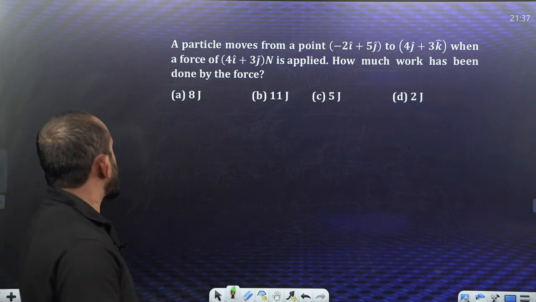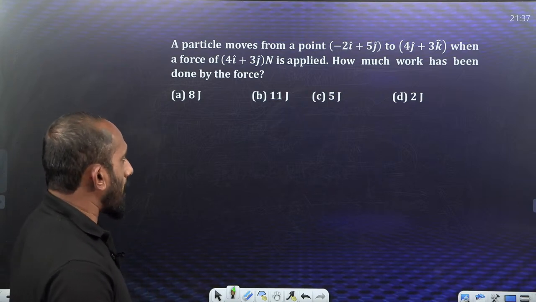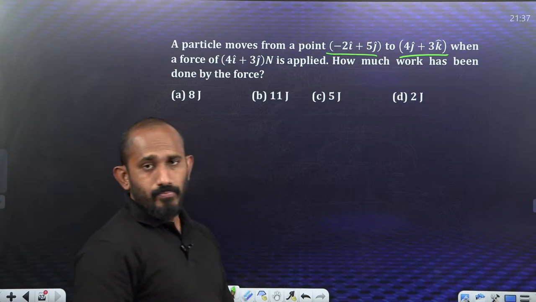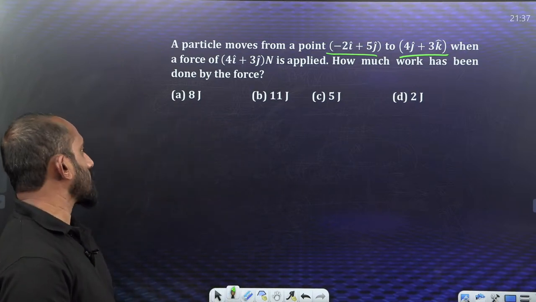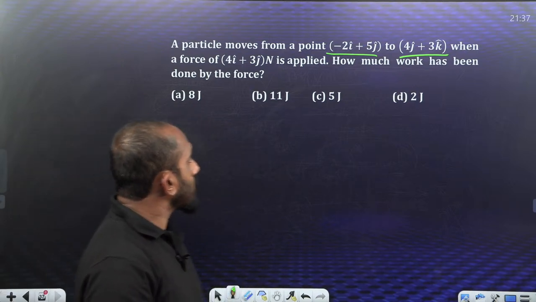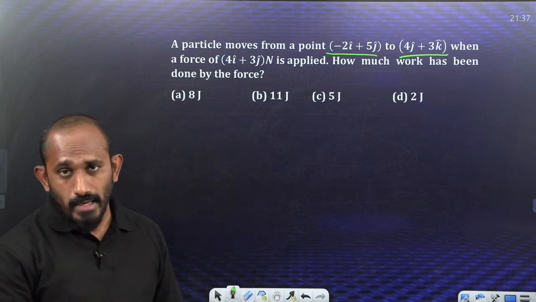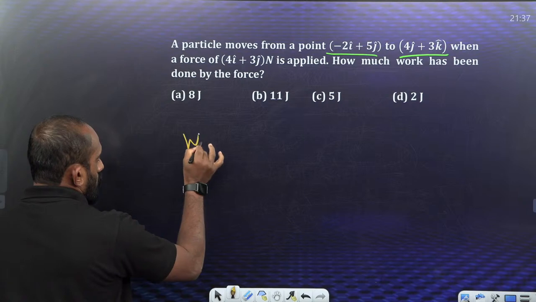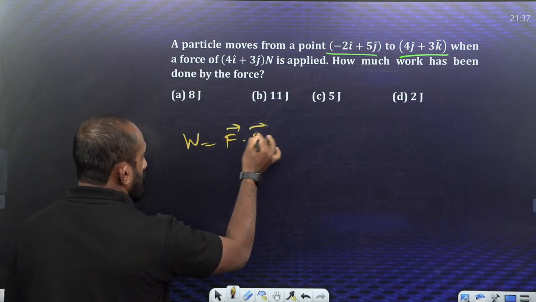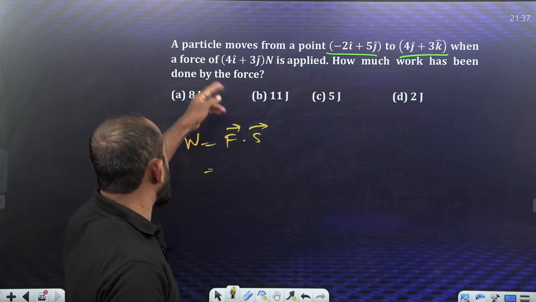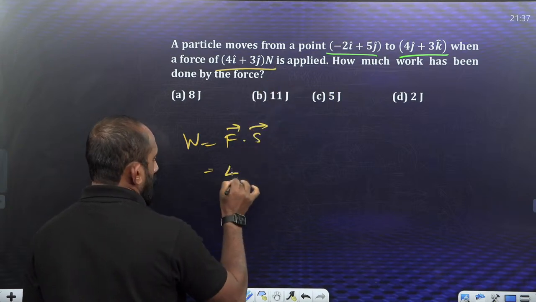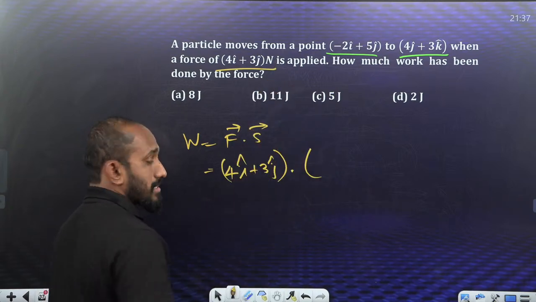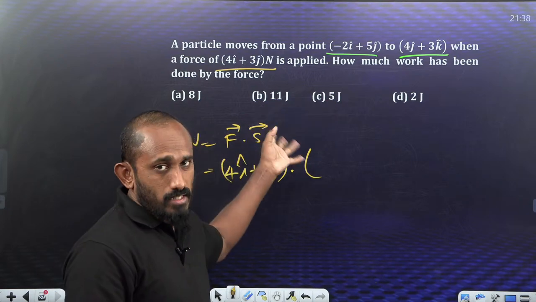Then next question. A particle moves from a point minus 2i plus 5j to 4j plus 3k when a force of 4i plus 3j newton is applied. How much work has been done by the force? Again, a work question. Work W is equal to F dot S. So here F is given, 4i plus 3j, dot S, the displacement. Final position minus initial position.